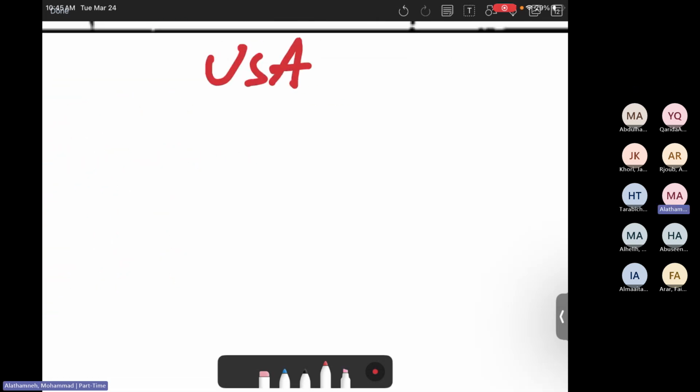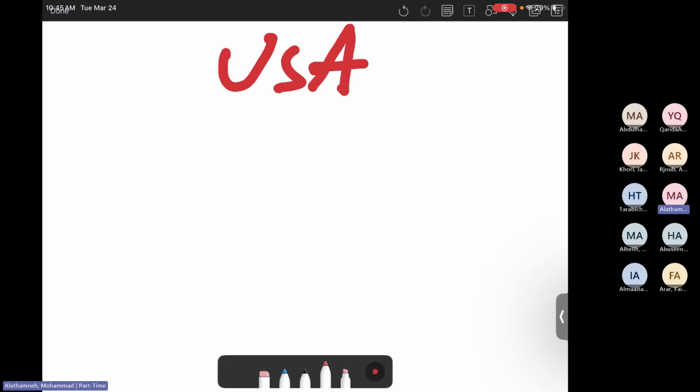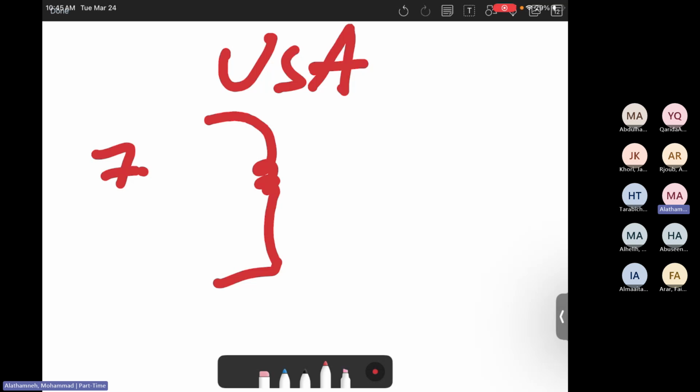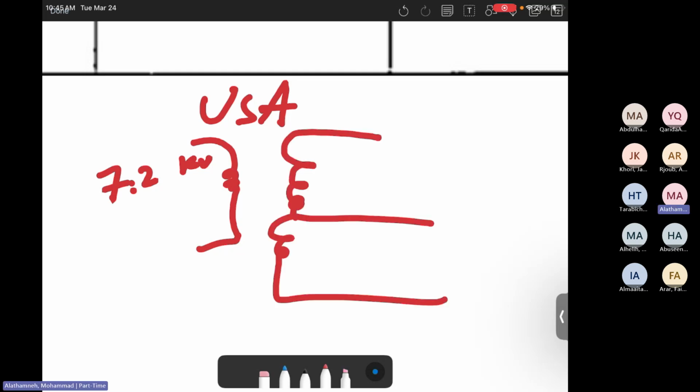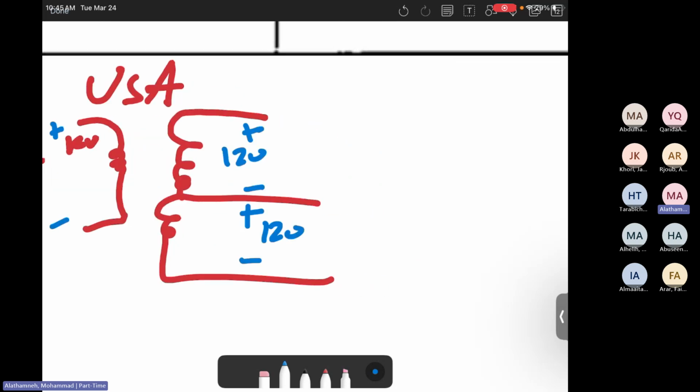That's in Jordan. However, in the United States, the situation is different. They will take a single phase 7.2 kilovolts. Let me fix it. 7.2 kilovolts. Then they are using three winding transformer. So the voltage from here to here, 120. The voltage from here to here, 120. And again, from here to here, 7.2 kilovolts.